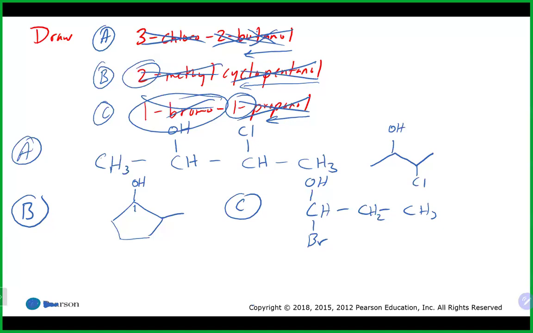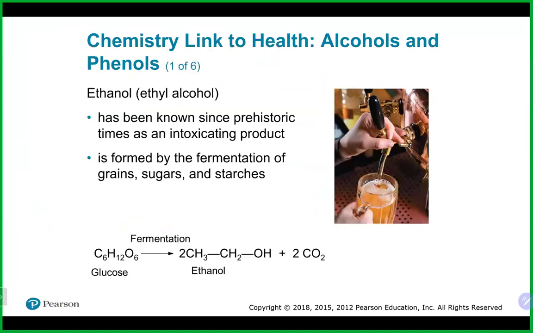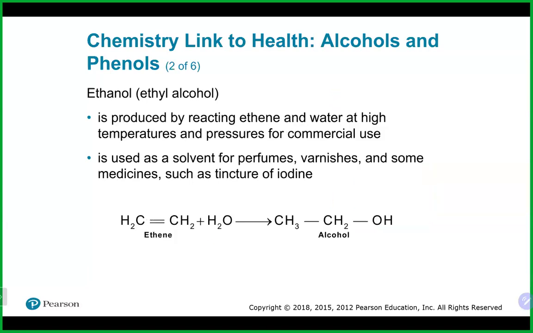Other questions? All right, so obviously you need to be able to classify alcohols as primary, secondary, tertiary. You need to be able to draw them. You need to be able to give the name and a bunch of other stuff we're going to continue talking about. So a little bit about alcohols: ethanol, or ethyl alcohol, is the alcohol in alcohol, right? So obviously it's made from glucose through some fermentation, and you get your ethanol that is produced there.